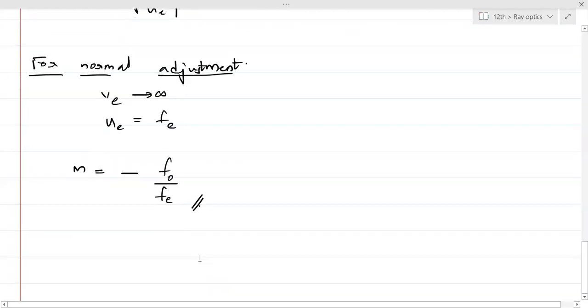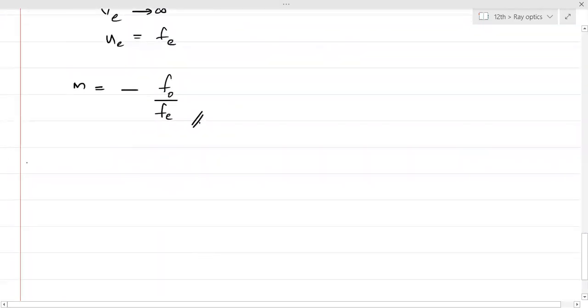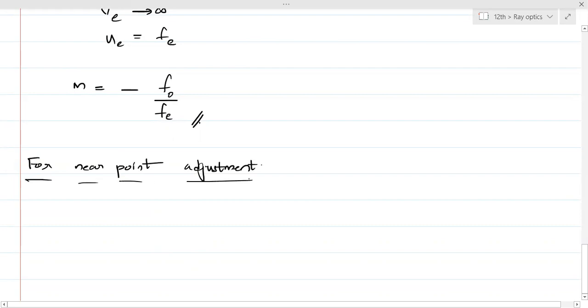Now, for near point adjustment. No, a simple compound telescope is not a thing. We have simple and compound microscopes. In telescopes we have different types but they are not called simple and compound. Okay. Now near point adjustment, meaning how much will VE be? VE will be equal to minus D, right?